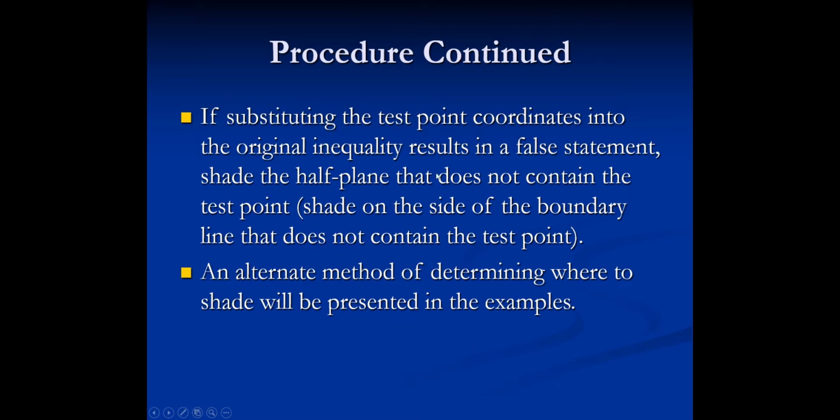If when you substitute the test point coordinates into the original inequality, it results in a false statement, then you're going to be shading the half plane that does not contain the test point. You shade on the other side of the boundary line, the side that does not contain the test point. There is another way you can figure out where to shade, and we'll look at that after we do it this way.